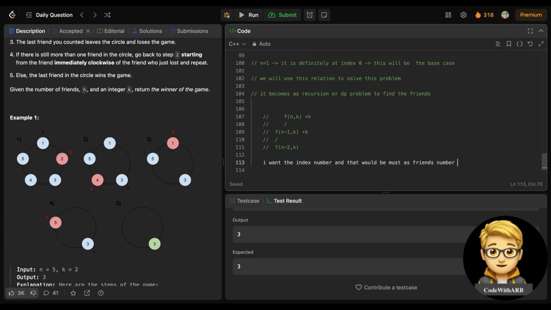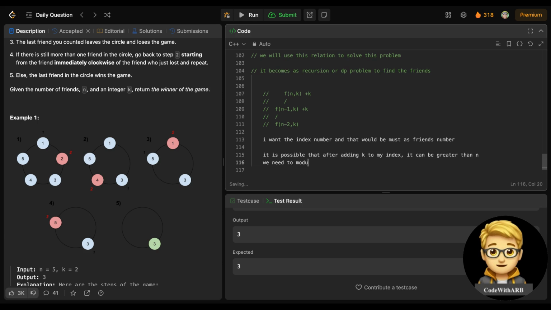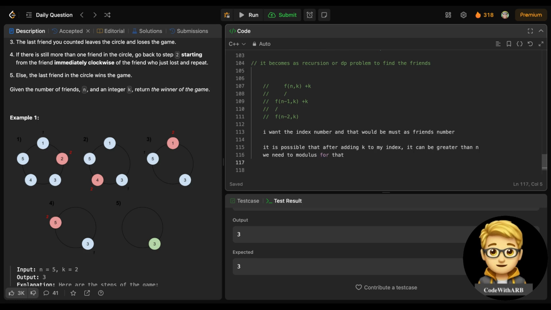Friends number. So when you add plus k to maintain this index, it is possible that after adding plus k to my indexes, it can go out of bound. It can be greater than n. So we need to take a modulus for that. So ultimately, before returning the answer, I need to take a modulus of this, right?